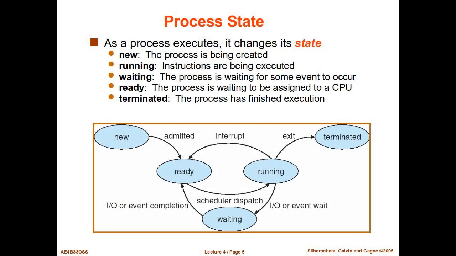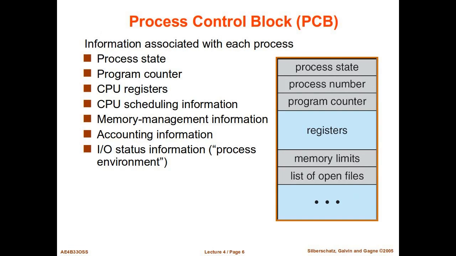Process state. When a process executes, it may go through many state changes: new, when it has just been created; ready, it is waiting to be assigned the CPU; running, it has been allocated the CPU and is now executing instructions; waiting, it is waiting for some event to occur, for example, I/O; terminated, the process has finished execution. There can be many possible scenarios, like the process moves from new to ready, ready to running, running to waiting, waiting to ready, ready to running, running to ready, ready to running, and eventually terminated.